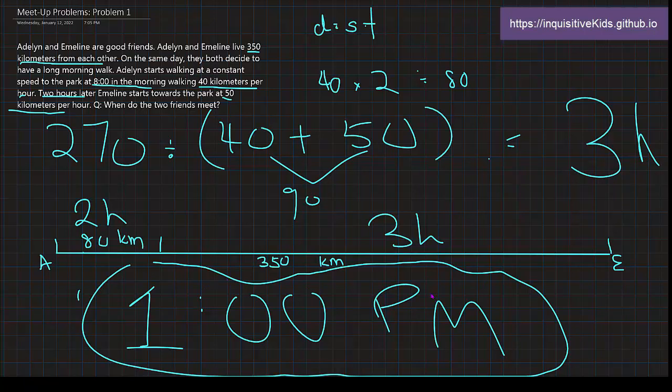The when is 1 o'clock p.m. They started at 8 o'clock in the morning, which means that you add 3 more hours to 8 o'clock, which gives you 1 p.m.